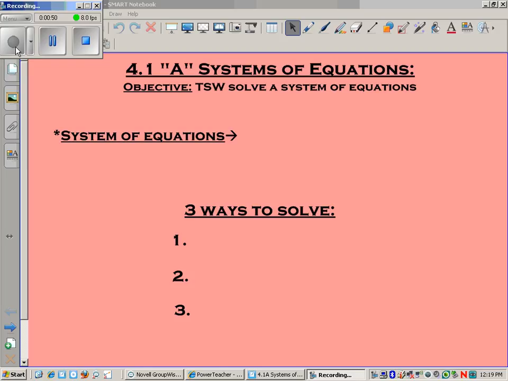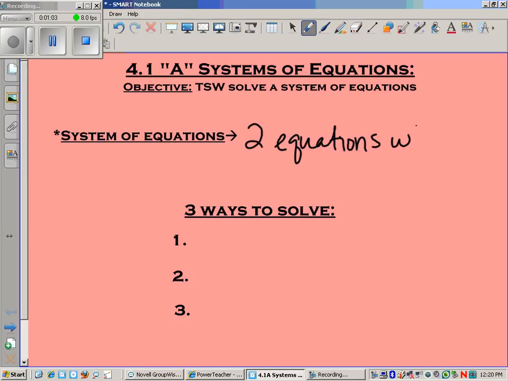Okay, today we're going to start talking about systems of equations. Chapter 4 is all about systems of equations. A system of equations is two equations with two different variables. Normally the variables we have are x's and y's. So far all the equations we've done have been with one variable in them. Now we're going to get a little bit more complicated, where we're going to have two equations with two variables. And because it has two variables, you need that second equation in order to be able to solve it.